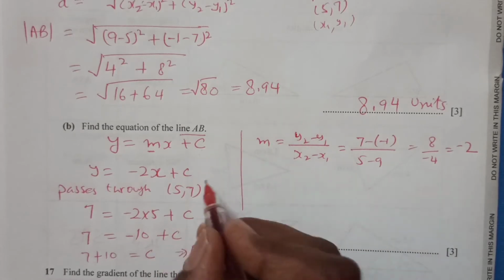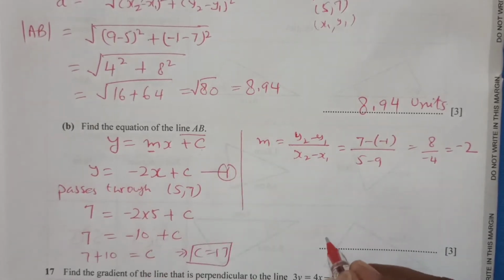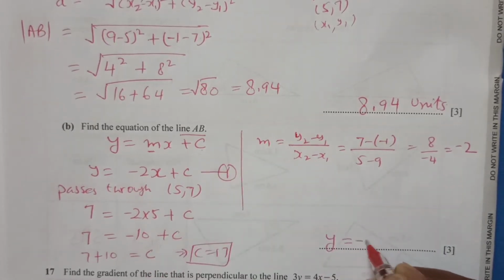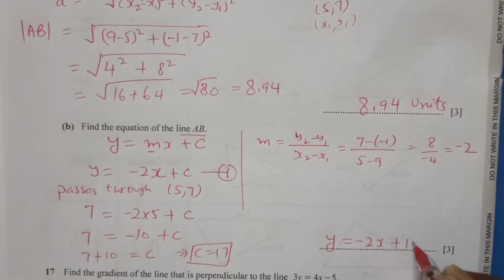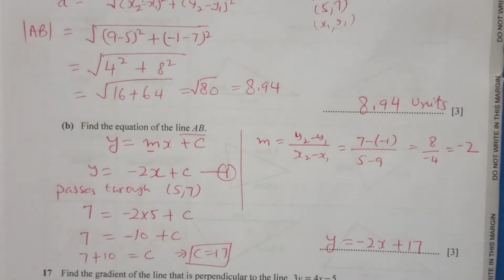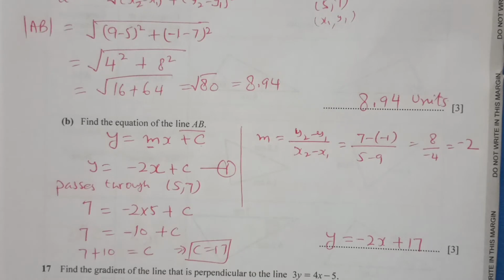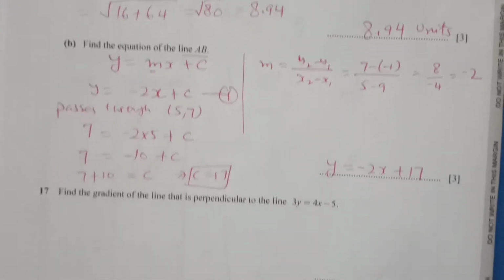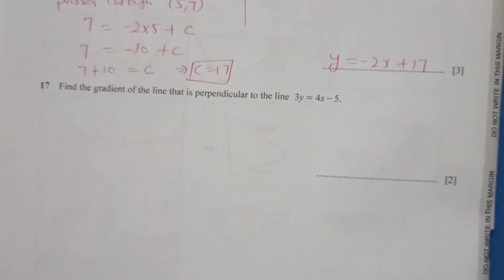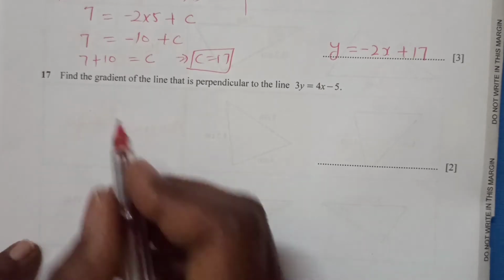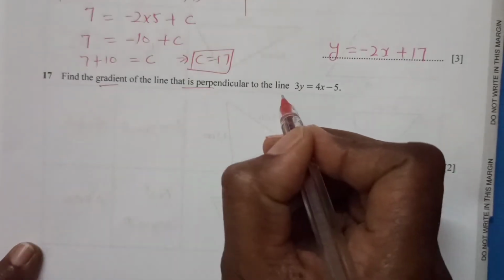So we can substitute this value here. So y equals negative 2x plus 17. So this is the final answer, right? Now number 17, find the gradient of the line that is perpendicular to this line.